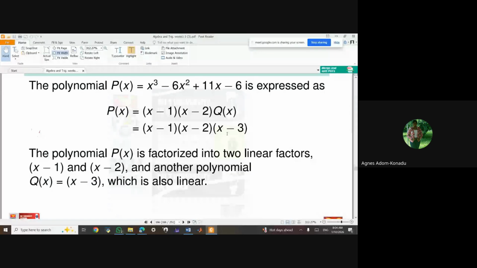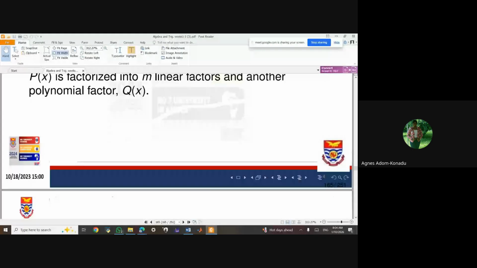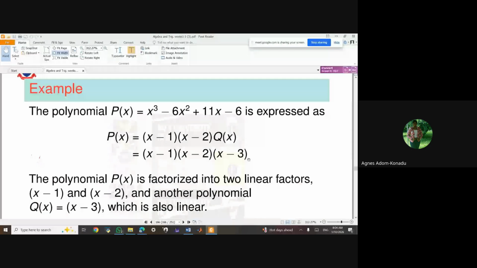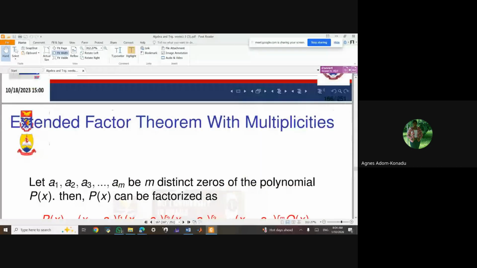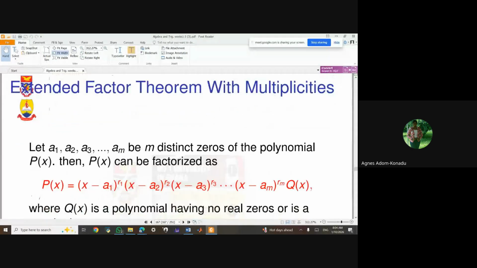So that is the extended theory. It says that we can have the linear function times our Q of x, and here our Q of x is also linear. So that is the extended factor theory. Okay, so the next thing we want to look at is extended factor theory with multiplicity.